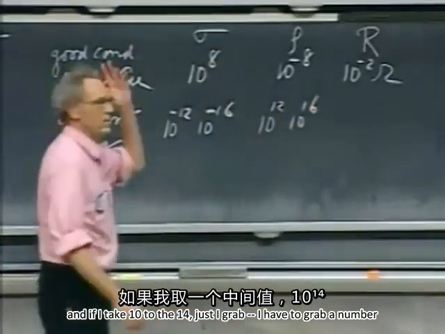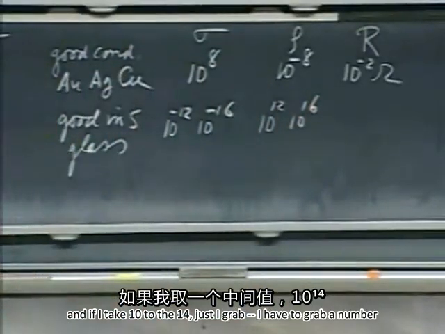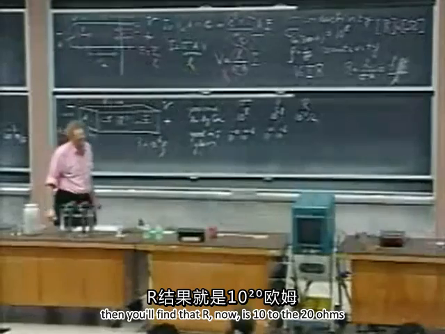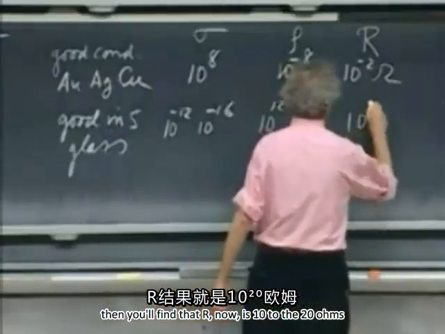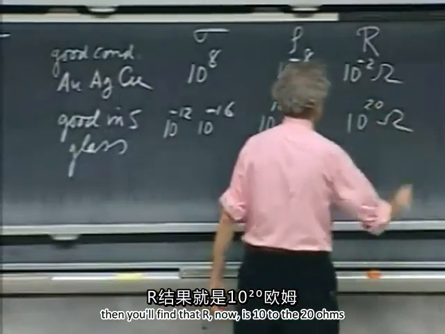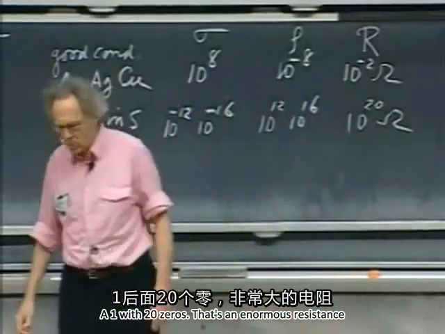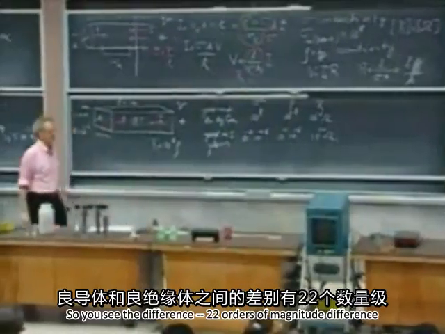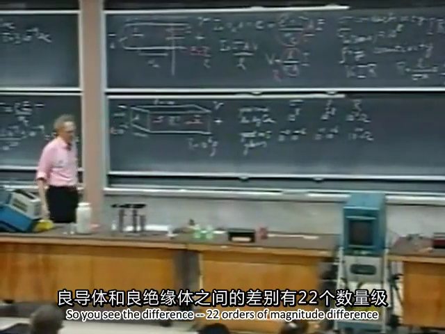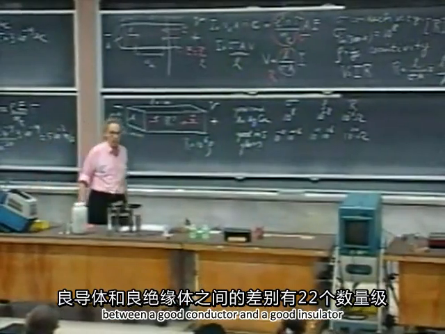And if I take 10 to the 14, I just have to grab a number, then you'll find that R now is 10 to the 20 ohms. A 1 with 20 zeros. That's an enormous resistance. So you see the 22 orders of magnitude difference between a good conductor and a good insulator.